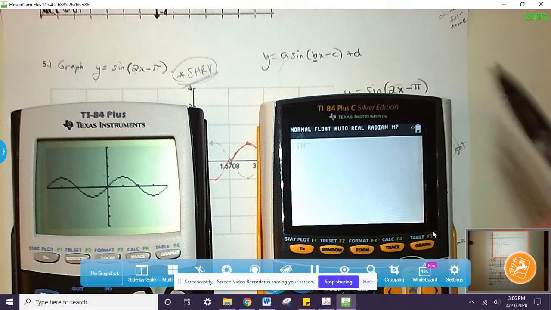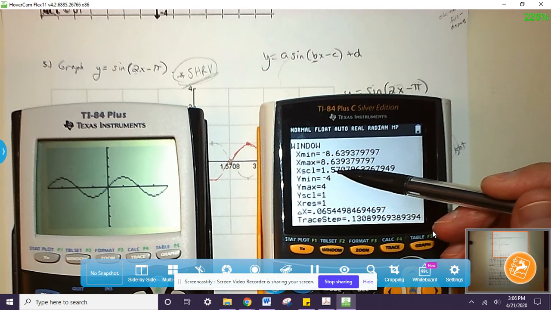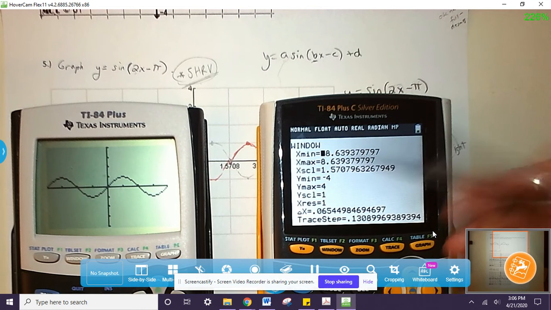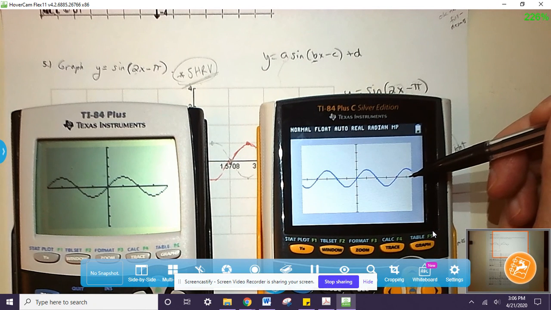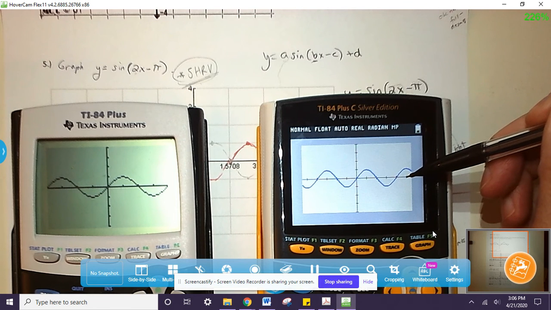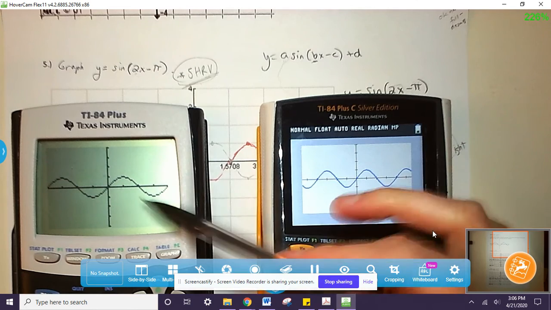Because if you look at the windows, you see the y min and y max are the same. The x scale is still 1.57, pi over 2. This is pretty close to negative 3 pi and positive 3 pi, because 3 pi would be right there where that maximum is. So it just goes a little bit further to the right after that. So Zoom Trig, either one is just fine.